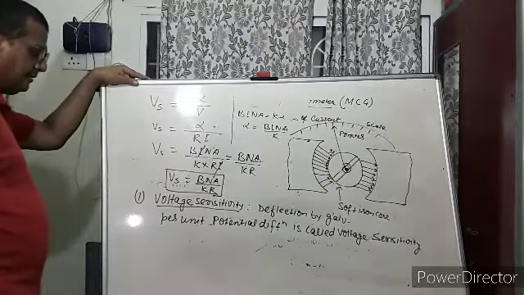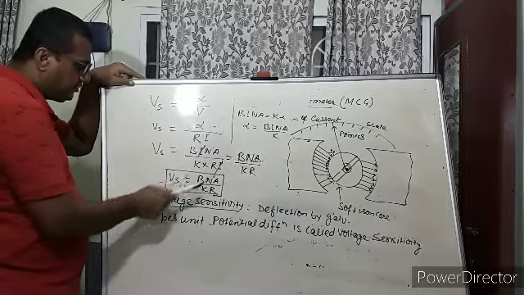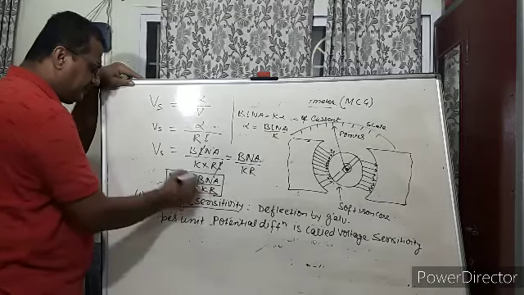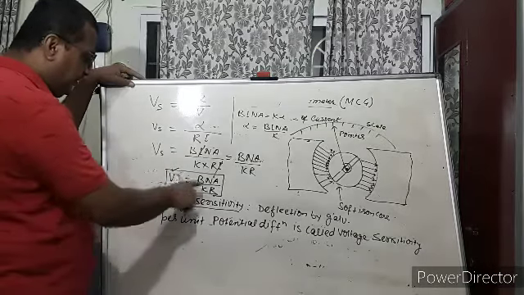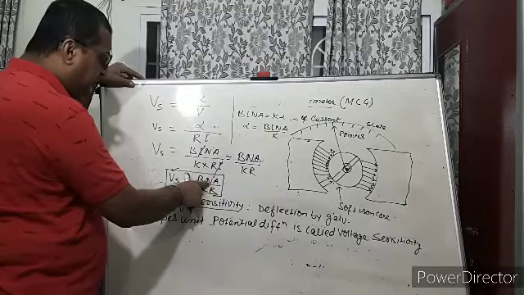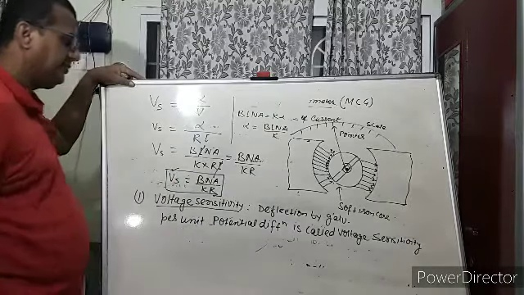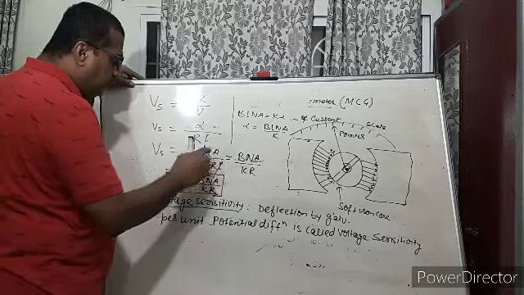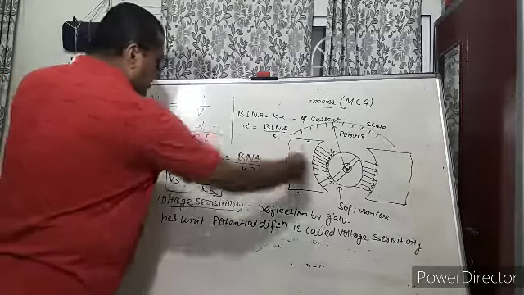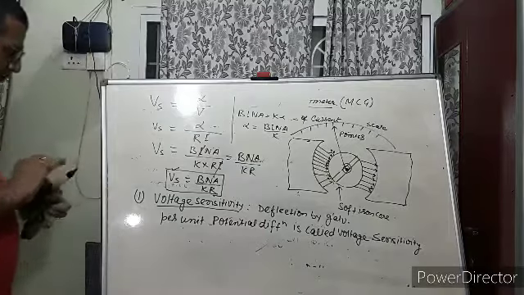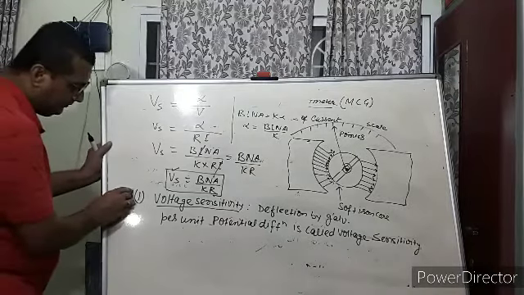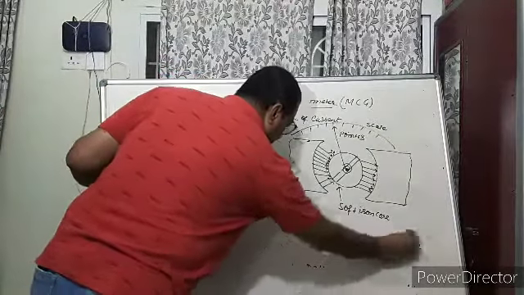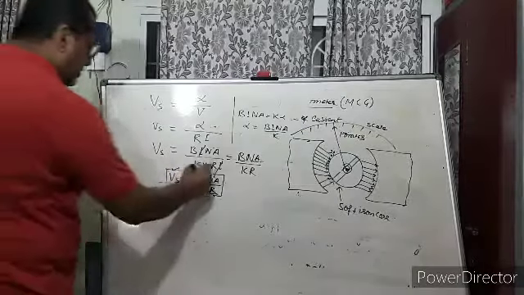Vs is equal to BNA by KR. B stands for magnetic field, N number of turns, A area, K the spring constant or torsional constant, and R resistance. If resistance decreases, voltage sensitivity will increase. If the number of turns and magnetic field increase, then voltage sensitivity will increase. But we should increase the number of turns only up to a certain extent, because if you increase it by a large amount, the coil will be very heavy, and there will be a problem in moving the pointer. So we should see this thing. You can increase it for getting voltage sensitivity, but only up to a certain amount.